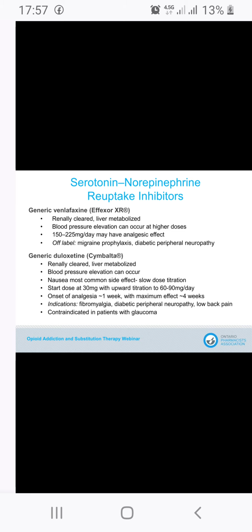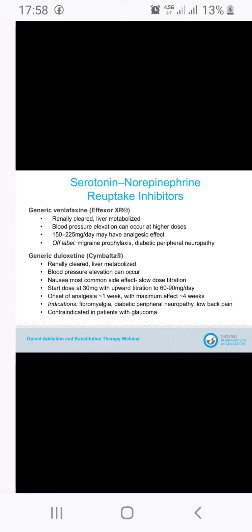Some doses that we may want to consider is about 150 to 225 milligrams per day to get those good analgesic effects. And we're often seeing it used off-label in migraine prophylaxis and diabetic peripheral neuropathy. So not tons of evidence when we look at SNRIs for venlafaxine. The drug in SNRIs that has lots more evidence is duloxetine, or Cymbalta. So this drug is really our workhorse when we think about chronic pain and neuropathic pain.